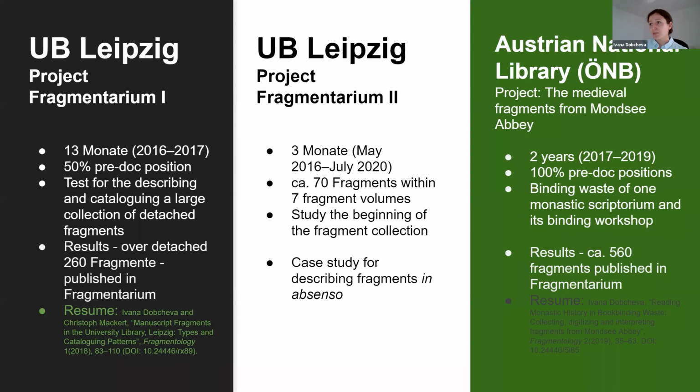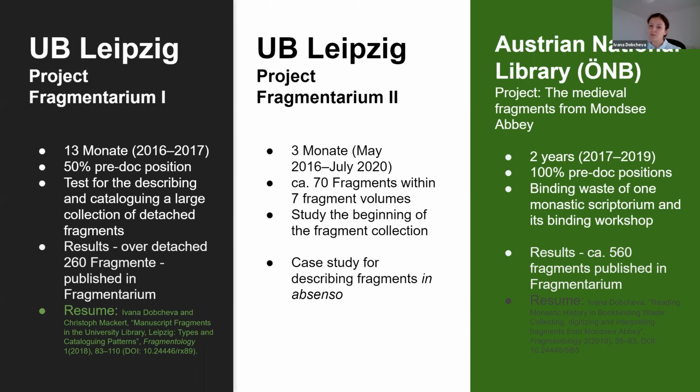And the third project, where examples will be taken from, ran in the Austrian National Library for a little over 2 years. And this time it was a project centered on a specific monastic and binding center: the Monastery of Monze, located in Upper Austria, which survived from the 8th century till the mid or late 18th century. It was also a very nice case to study because it had a binding workshop within the monastery.